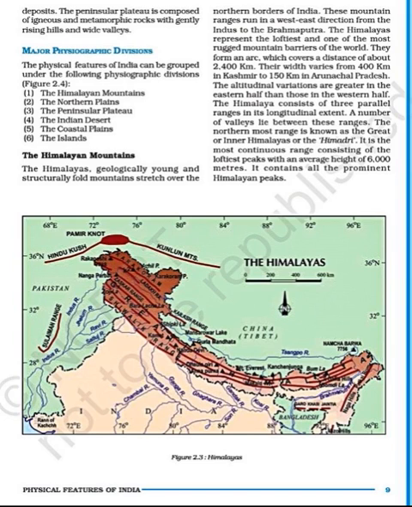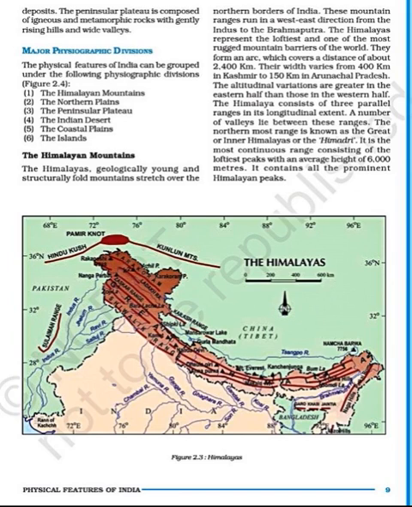Himalayas represent the loftiest and one of the most rugged mountain barriers of the world, and it covers 2400 kilometers of distance, and the width varies from 400 kilometers in Kashmir to 150 kilometers in Arunachal Pradesh, and the altitudinal variations are greater in the eastern half than those in the western half.